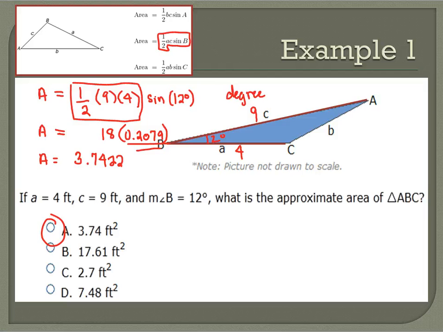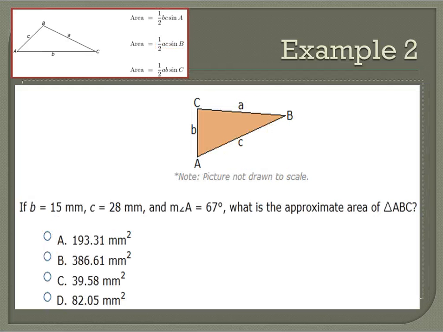Okay, let's try one more. See how you do on this one. Maybe pause it, try it yourself first, and then watch me do it and make sure you got it right. All right, so we know that side B is 15. We know that side C is 28. We can look at that and say, okay, side C is here, side B is here. We need to know angle A, or we can't use these formulas. And luckily, they gave it to us. This is 67 degrees right here. And so we can find the area of the triangle.